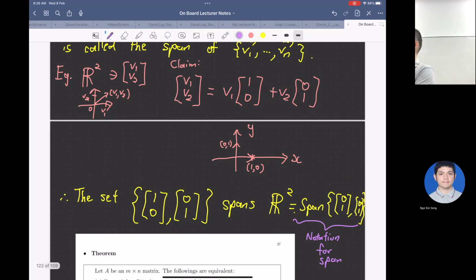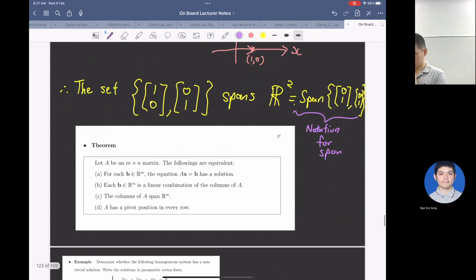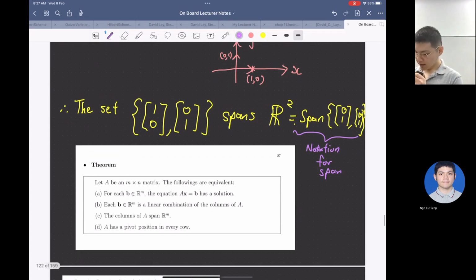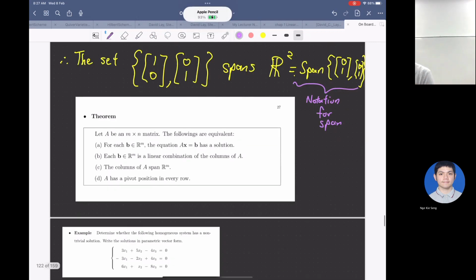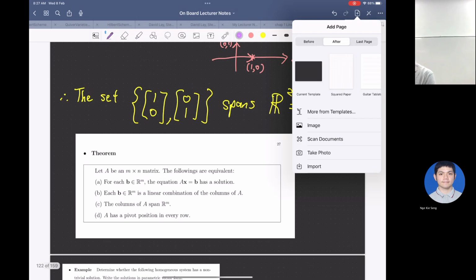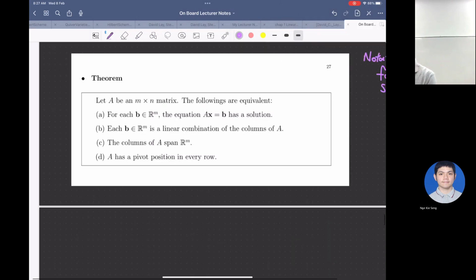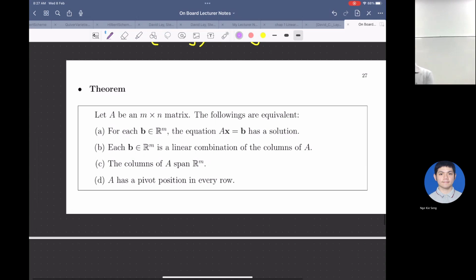Okay, any question up to now? No? Any question? Be brave to ask. Okay, next. Next, yesterday we stopped at this theorem here. Quite rushed, so let's recap this theorem again. So this theorem says that start with a matrix. Okay, the following are equivalent.